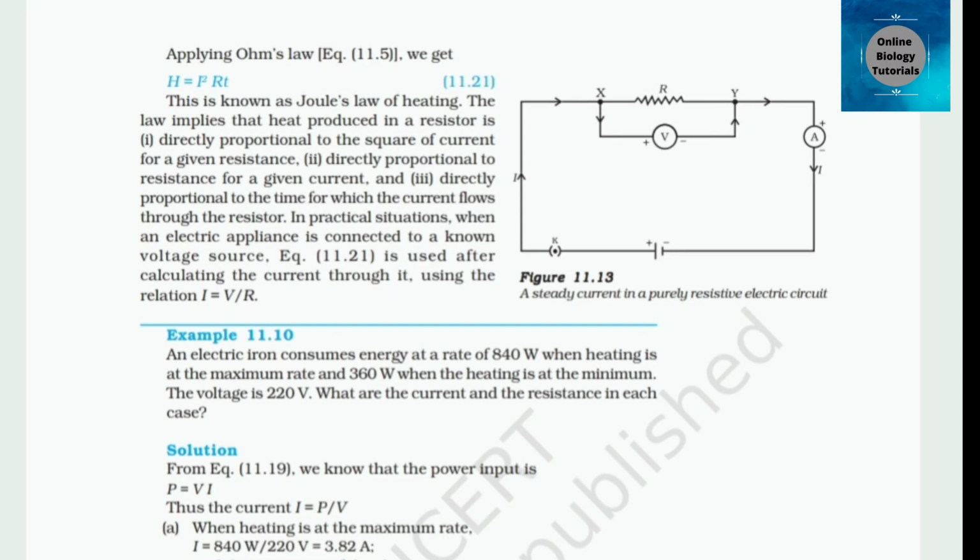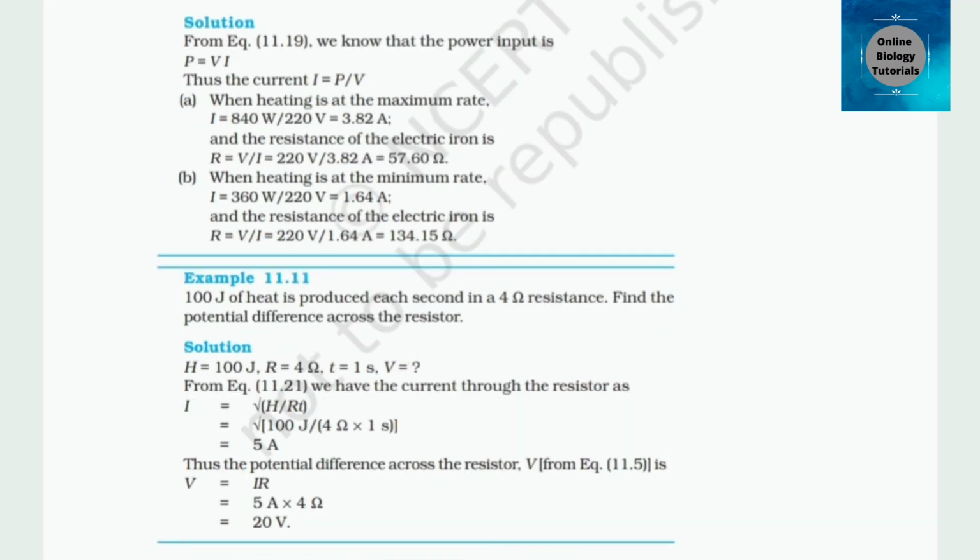Example 11.10. An electric iron consumes energy at a rate of 840 W when heating is at the maximum rate and 360 W when the heating is at the minimum. The voltage is 220 V. What are the current and the resistance in each case? Solution can be seen from the book. Example 11.11. 100 J of heat is produced each second in a 4 ohm resistance. Find the potential difference across the resistor. Solution can be seen from the book.